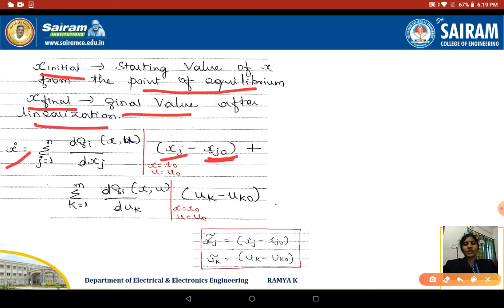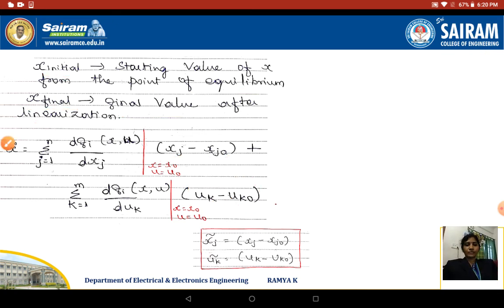The same thing we need to expand and write for the input variable. uk is the final input variable, and uk naught is the initial input variable. After deriving, we get the new value of the state variable as xj, which is equal to xj minus xj naught, and uk is equal to uk minus uk naught.